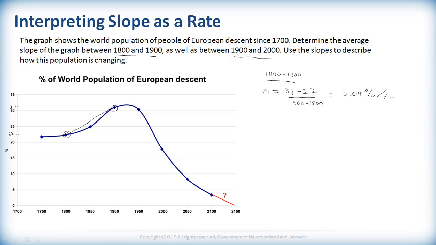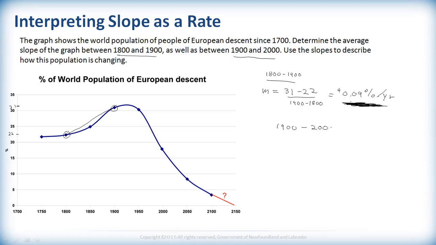So what that tells us, since it's a positive number, is that the relative percentage of people in the world who are of European descent was actually growing compared to everybody else put together at 0.09% per year. So less than 0.1%, but it was growing. Let's look at 1900 to 2000 now.